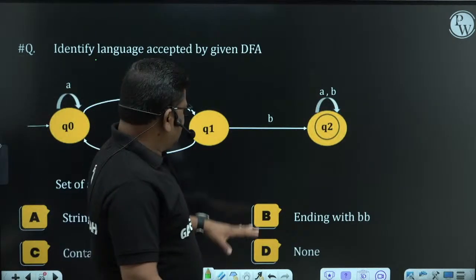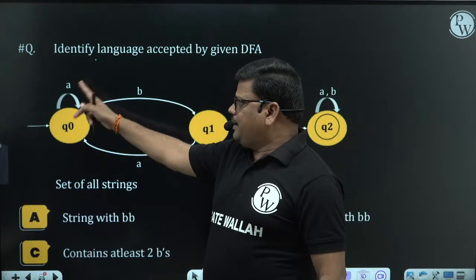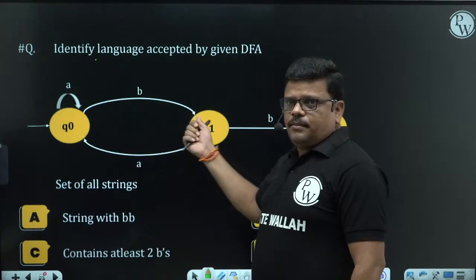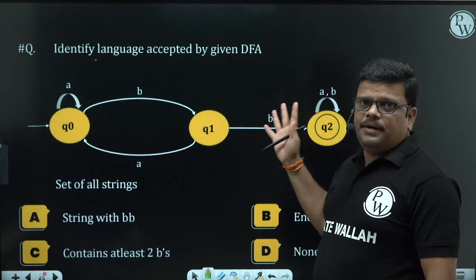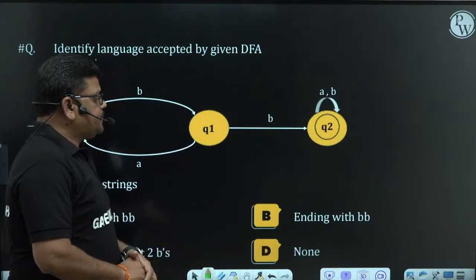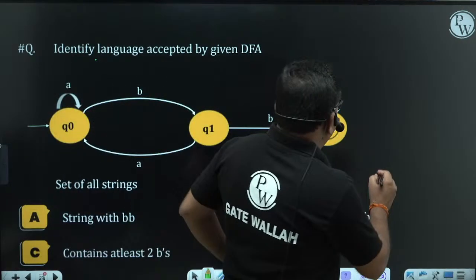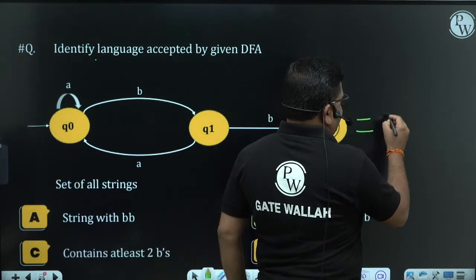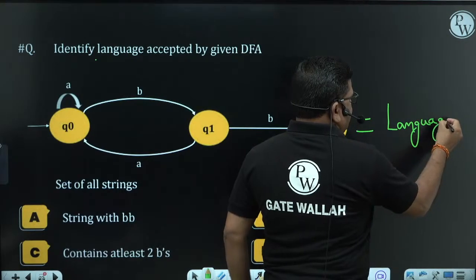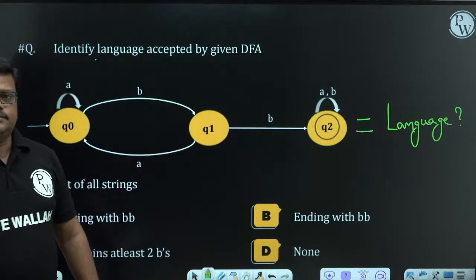So this is clearly a DFA, because from Q0, an A transition exists and a B transition exists. From Q1, A and B transitions exist. From Q2, A transition, B transition. Every state, every transition clearly exists. So this is a DFA. Now, every DFA is equal to one language. What is the language accepted by this DFA?